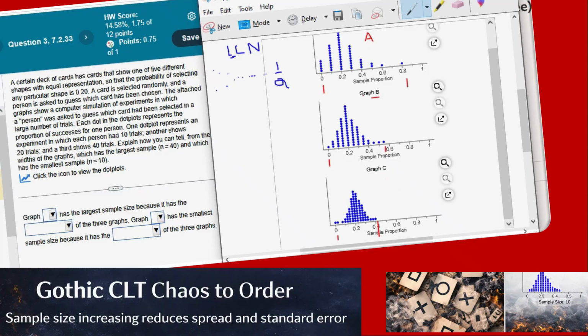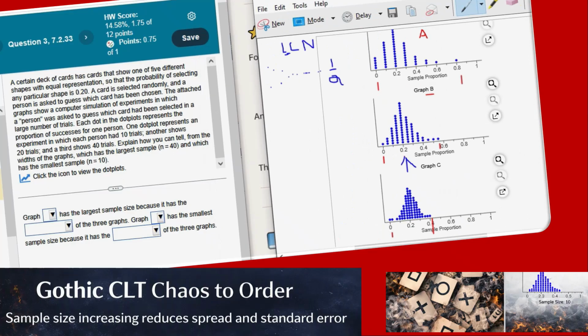So notice as there are more dots, or more samples of people, it starts to converge towards the theoretical probability, which is 0.20. It starts to accumulate around it, and so that's again the law of large numbers. So graph C should have the largest sample size, and it tells us that. Let's see.